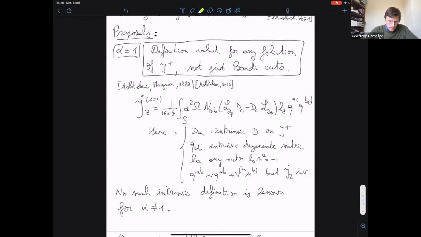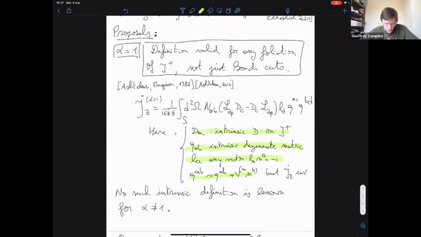So it's the intrinsic degenerate metric. Then you have any vector, which is such that l times n is -1. And then you have the intrinsic derivative on scri plus. And then this formula is invariant. The inverse of the degenerate metric is not unique. There is an ambiguity, but the angular momentum is independent of this ambiguity. So this formula does not rely on boundary coordinates, so on Bondi cuts, but it matches the formula I showed you for alpha equals 1.